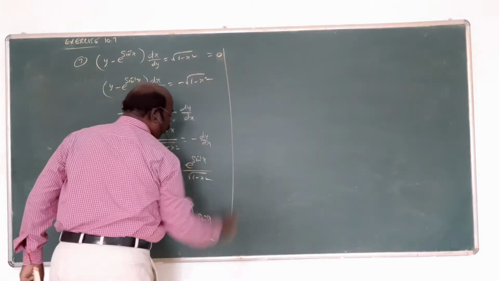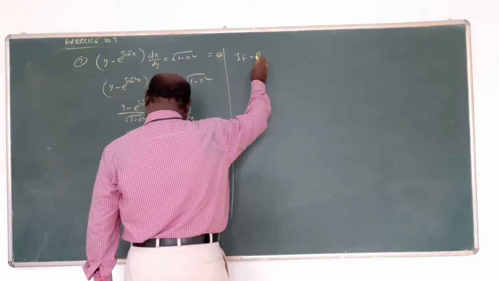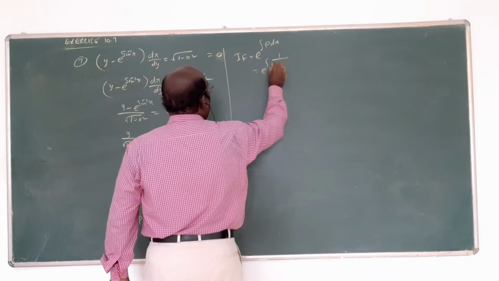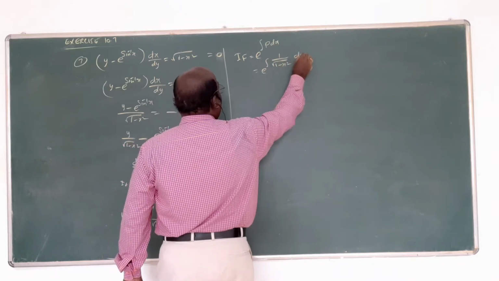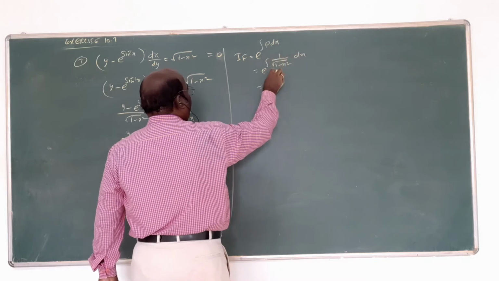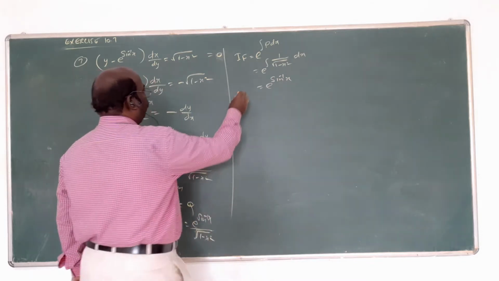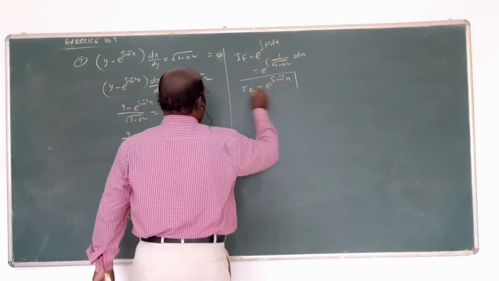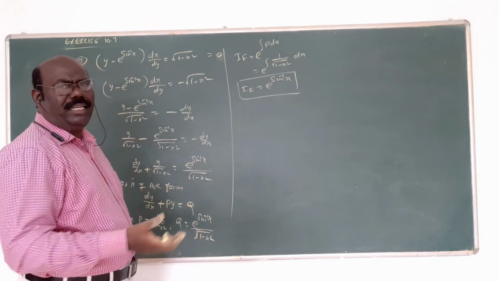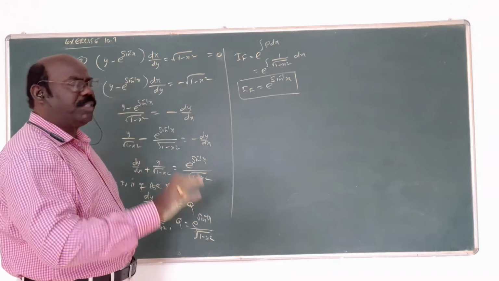Okay? Now find IF. IF is equal to what? E power integral of P, which is 1 by root of 1 minus x square. This is the integral formula: the integral of 1 by root of 1 minus x square is sin⁻¹x. This is the formula. Usually e power log of something means e and log will be cancelled. But here log is not involved, so e power sin⁻¹x stays as e power sin⁻¹x.